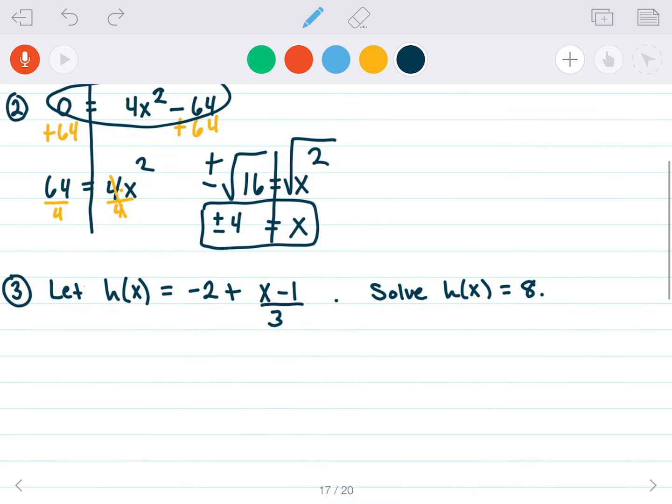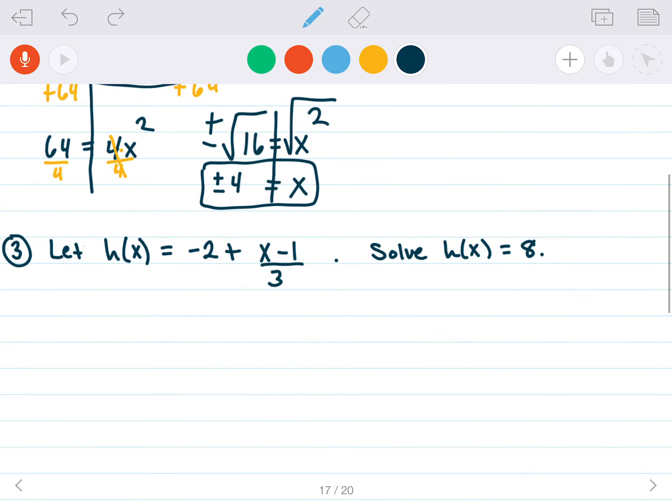Let's move on. So number 3, let h of x equal -2 plus (x minus 1) all over 3. Solve h of x equals 8. So again, this is kind of like the one we did before. It's telling us literally to sub in 8 for h of x. It says h of x is 8. Put it in here and solve it. So let's do it. h of x is 8, so we have 8 equals -2 plus (x minus 1) all over 3.